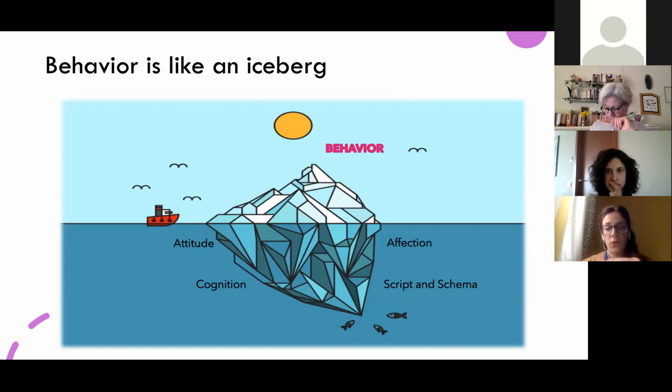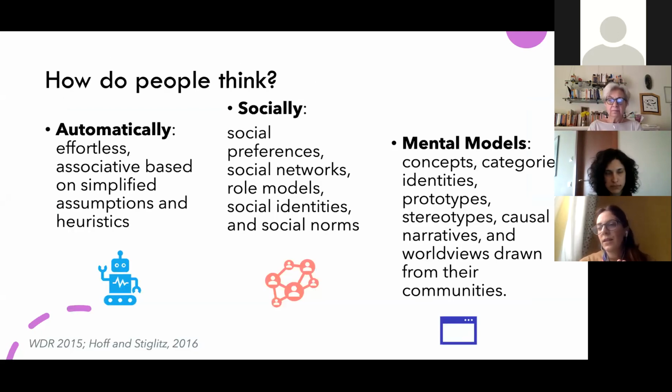So the first thing that we have to consider is that behavior is just the tip of the iceberg, and behind it we have a plethora of characteristics that we need to be aware of. So why am I interested in this plethora of conditions? Because I wanted to study how people think. And according to the World Development Report of 2015, you see the references on the bottom left, and also according to this amazing article from Professors Hoff and Stiglitz, people think through these three characteristics.